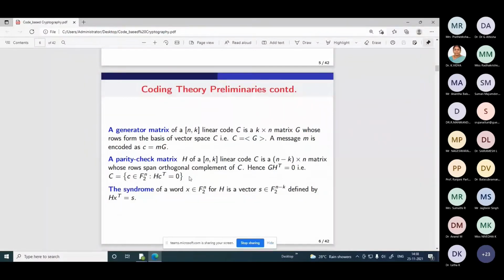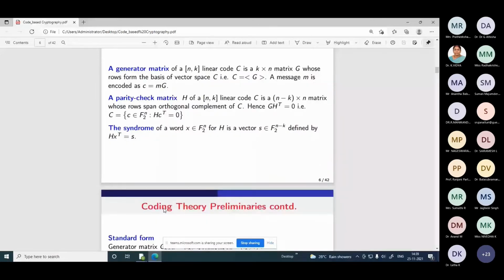Is it clear? When you multiply a parity check matrix with a word and you get something not equal to 0, you call that a syndrome. When you multiply and you get 0, you can say that it is a code word. Other than 0, if you get some other element, then S is called the syndrome of the word x. You can also call x an error vector. S is the syndrome, right?